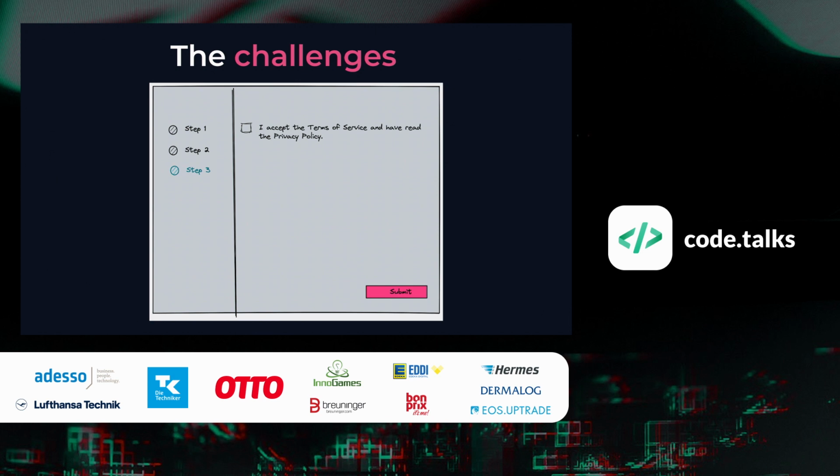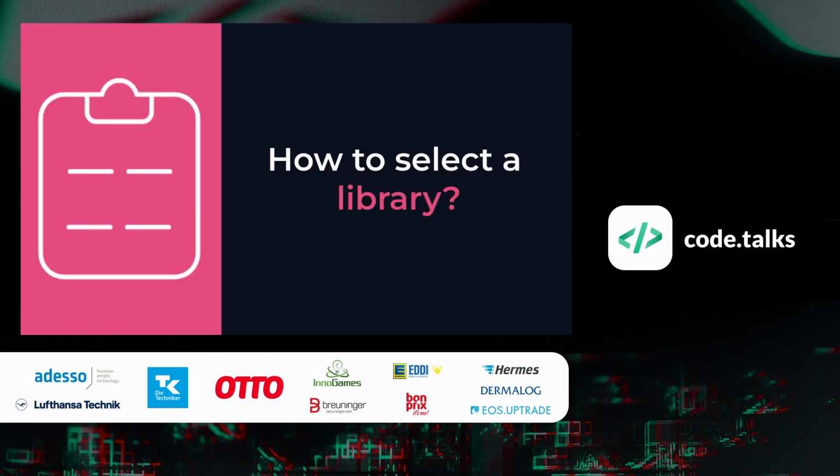And why should we do it ourselves when there are already great libraries out there? Like Stack Overflow, we copy-paste it, so why not use an existing library? But how do you select an open source library to use?